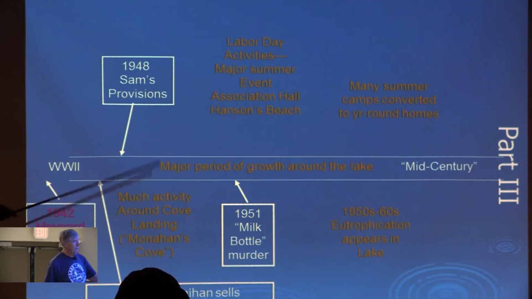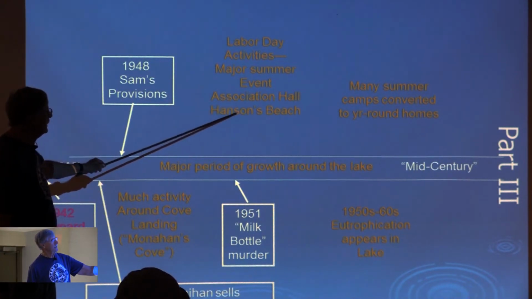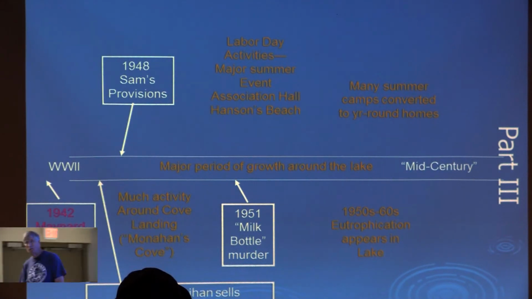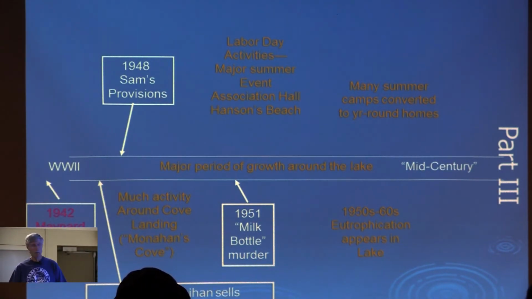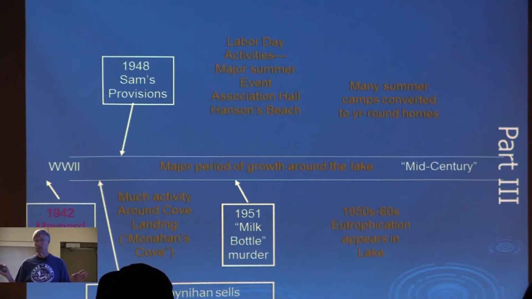Things began to happen, eutrophication in the lake in the 60s, Labor Day, all kinds of things happening. Camps got converted to year-round homes. I can remember in the late 50s, early 60s especially, going down to the lake in the winter, you would see maybe 1 or 2 lights on Second Basin.